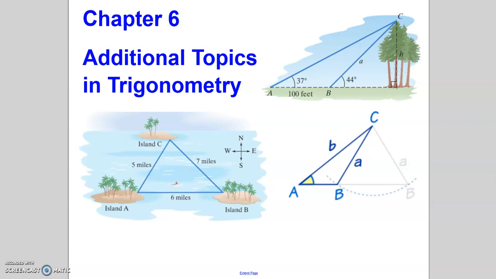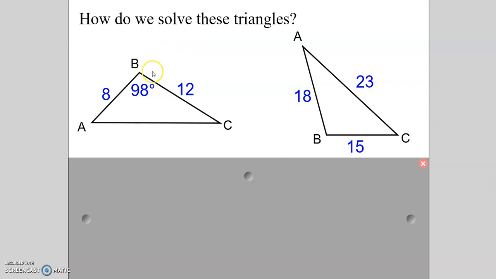Hello students, today we're going to continue our work with Chapter 6, Additional Topics in Trigonometry. Here are two triangles with some sets of information. How do we solve these triangles?